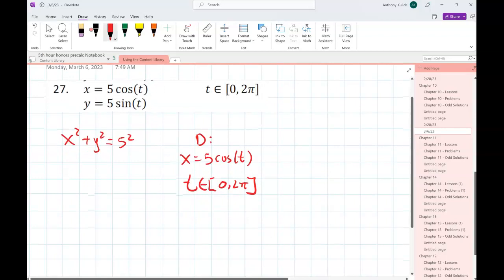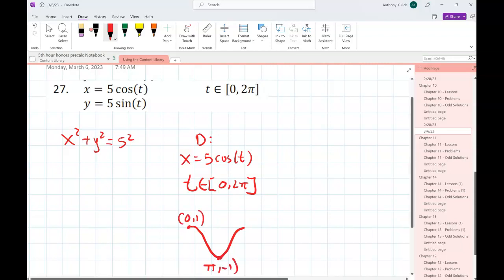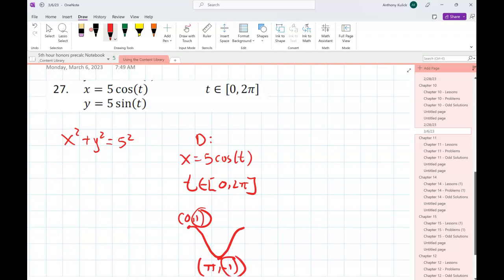Just cosine, forget about the 5. It looks like that, right, over its domain, where this is like 0, 1, and this is like pi, negative 1, right? So the biggest value cosine can have is 1, and the smallest value is negative 1. So that tells me that the biggest value that x can have is 5 times 1, or 5, and the smallest value you can have is 5 times negative 1, negative 5.